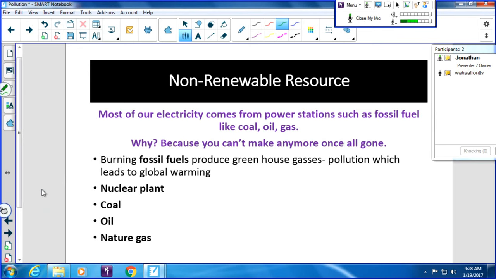So again, non-renewable resources, once it is gone, it is gone. We cannot make it or produce it anymore. So again, think long range, think long-term picture.